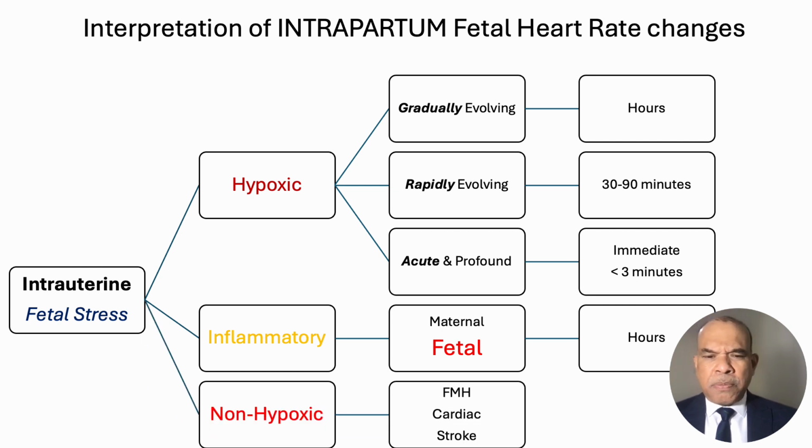Then the fetus also may be exposed to non-hypoxic causes, just like postpartum hemorrhage. If there's a sudden fetal-maternal hemorrhage, either into the placenta, or there's a ruptured vasa previa or placental abruption, where the baby might lose a significant amount of blood. Or it could be cardiac or stroke. So all those require urgent action. And this is why interpretation of fetal heart changes should be accurate and appropriate.